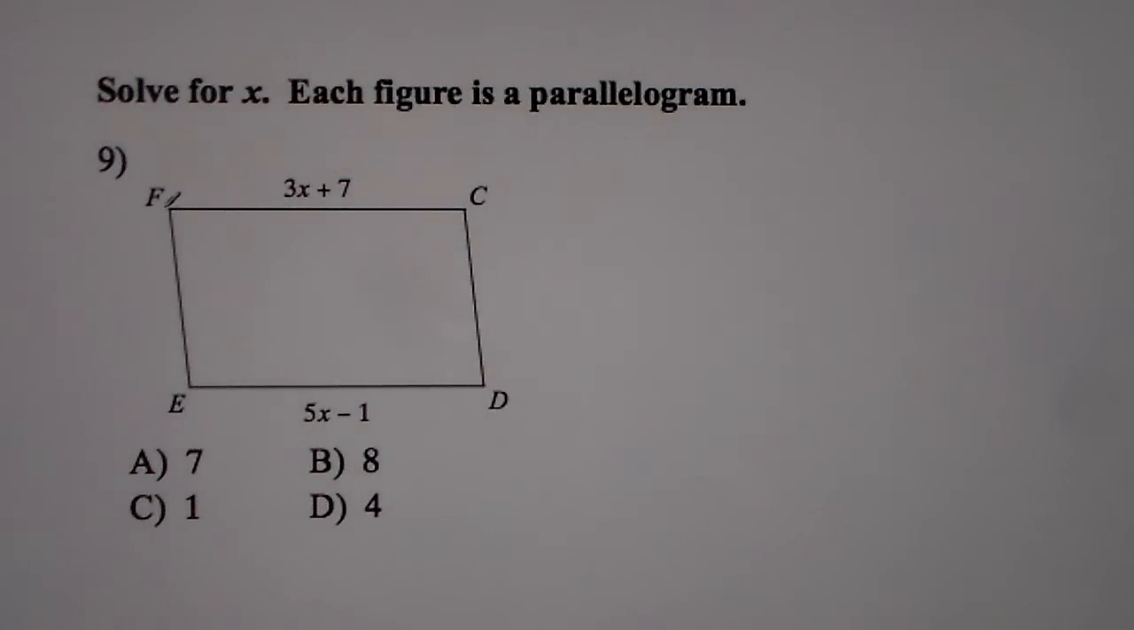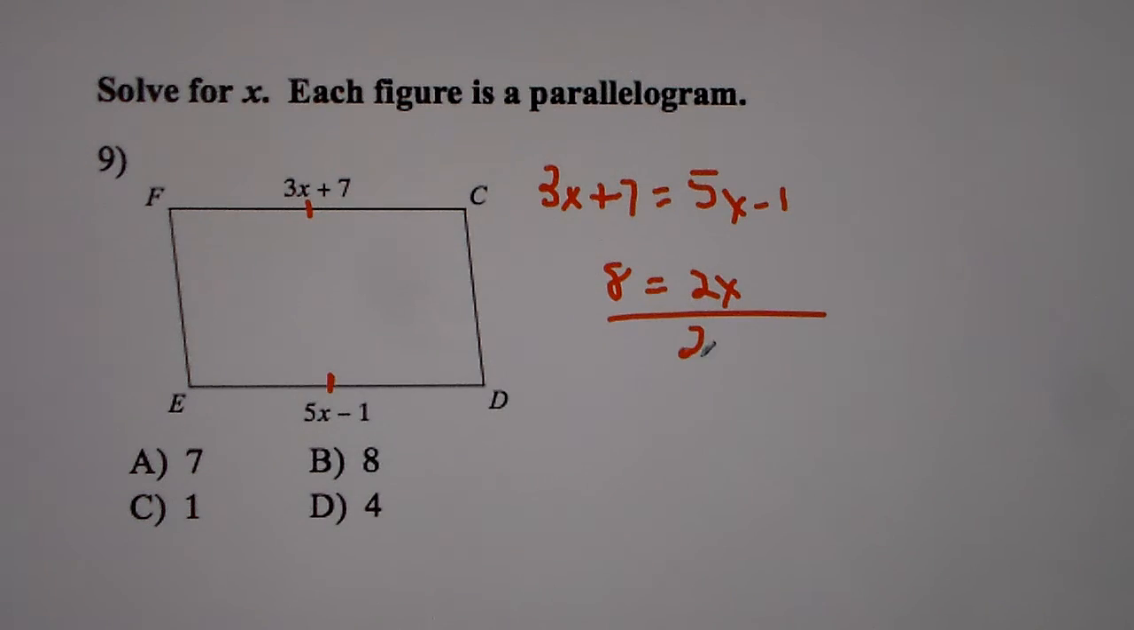So a parallelogram, that means this top and the bottom, they're the same, they're equal to each other. So you set the equations equal to each other. 3x plus 7 is equal to 5x minus 1. Subtract 3x from both sides, add 1 to both sides, so we get 8 equals 2x. Divide by 2, and we get x equals 4.